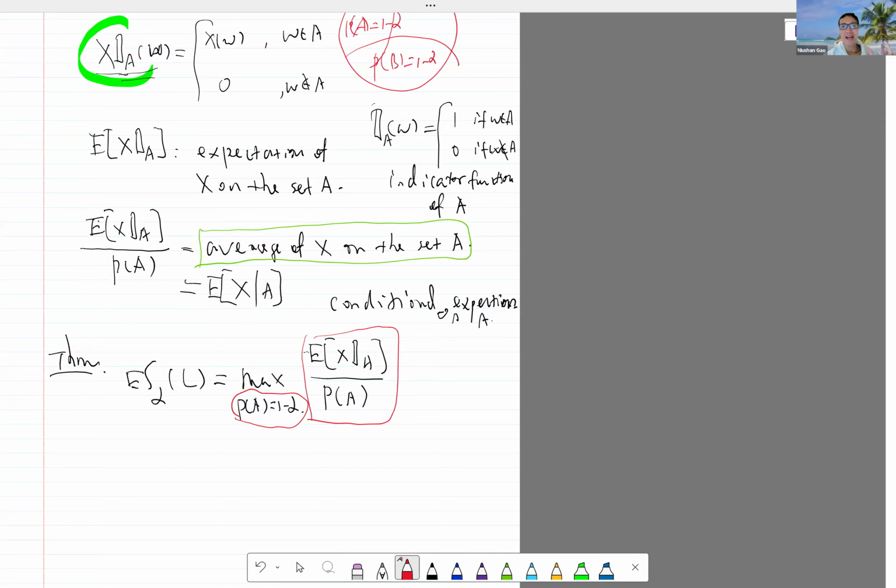You can find a set A1 with probability 1 minus alpha and its conditional expectation. You can find another set A2 with probability 1 minus alpha and its conditional expectation. So you find many values of the conditional expectations. Expected shortfall is the largest value. That's my claim. Why is that? Let's come back to our example before.